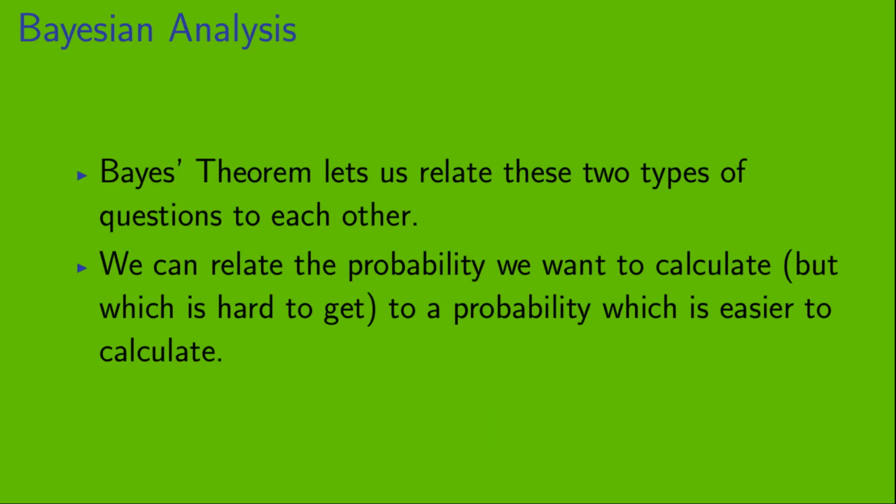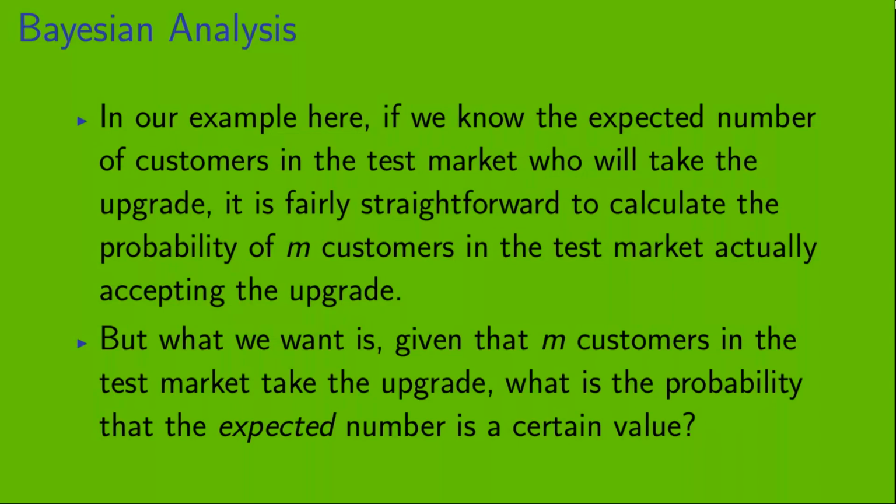However, Bayes' theorem lets us relate these two types of questions to each other. We can relate the probability that we want to calculate, but which is hard to get, to a probability which is easier to calculate. In our example here, if we know the expected number of customers in the test market who will take the upgrade, it is fairly straightforward to calculate the probability of M customers in the test market actually accepting the upgrade. But what we want is, given that M customers in the test market take the upgrade, what is the probability that the expected number is a certain value?